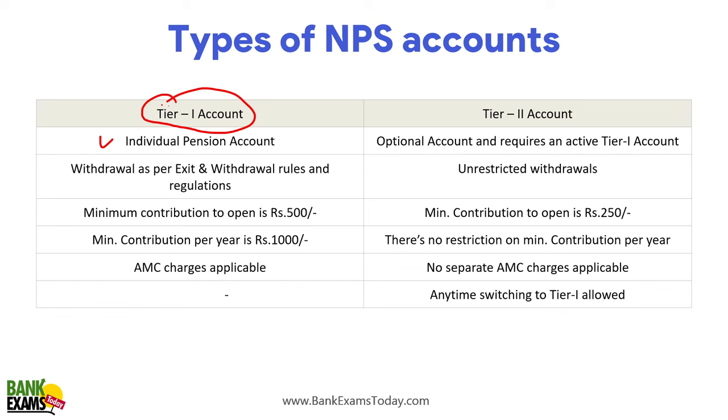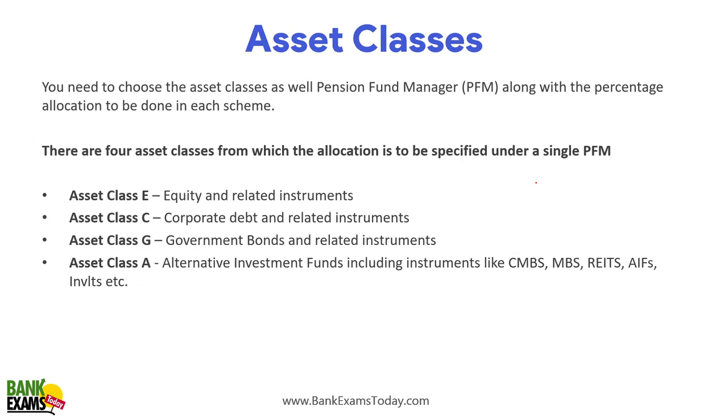So generally when we are discussing the NPS accounts, we are discussing the tier 1 accounts. There are withdrawal rules. Minimum contribution is 500 rupees, minimum contribution per year is 1000 rupees, AMC charges are there, right? But for tier 2 account you need to have a tier 1 account, and there is no restriction on the withdrawals, right? And there is no restriction on minimum contribution per year, no separate AMC charges. Anytime switching to tier 1 is allowed for the tier 2 account. Abhi hum tier 1 hi discuss karenge.